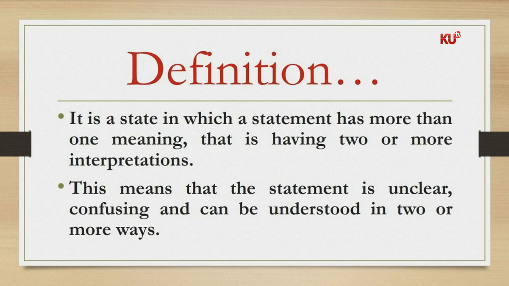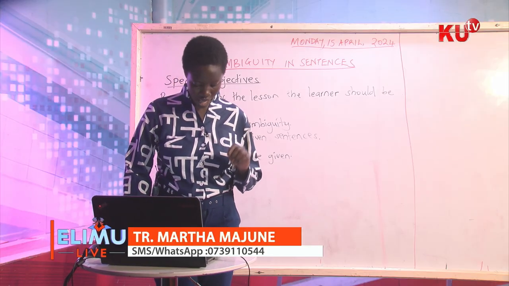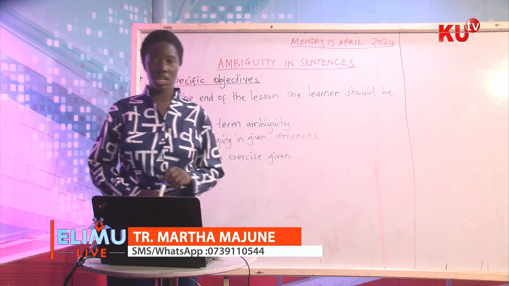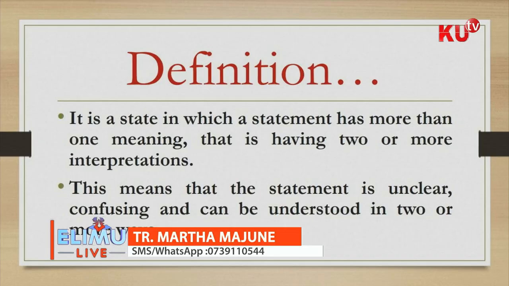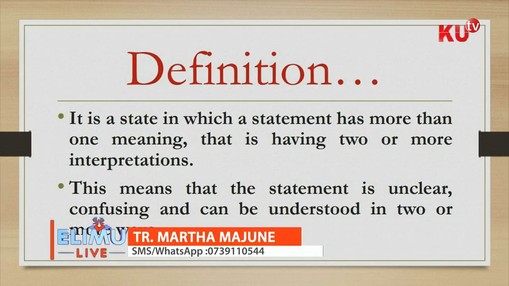So that is basically what ambiguity is. This means that the statement is unclear, confusing, and can be understood in two or more ways. So basically that is what ambiguity refers to. So I want us to look at the causes of ambiguity in sentences. What causes ambiguity in sentences?